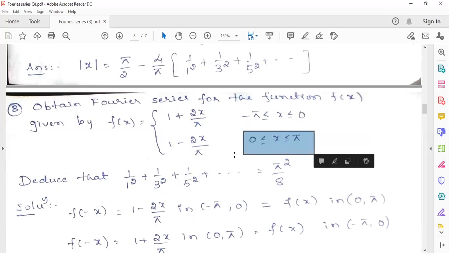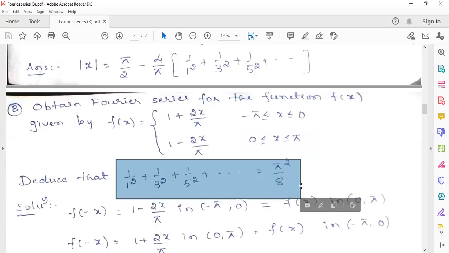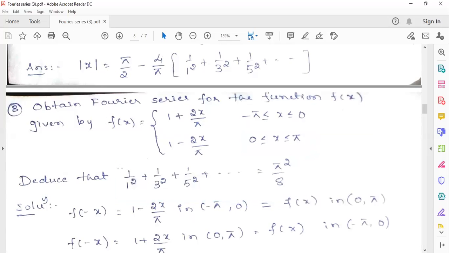After obtaining the Fourier series, you have to deduce that 1 by 1 square plus 1 by 3 square plus 1 by 5 square, that is, the sum of 1 by (2n minus 1) whole square, will be equal to pi square by 8. This thing you have to prove. The convergence of this series will be pi square by 8.